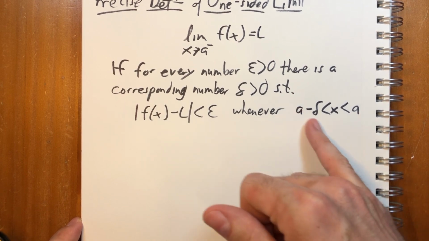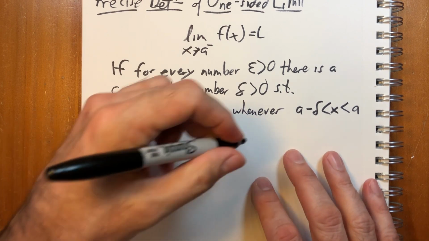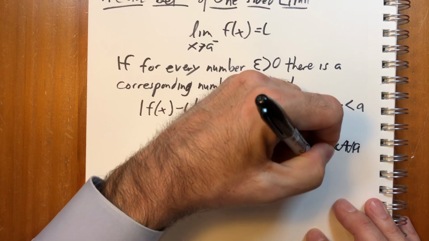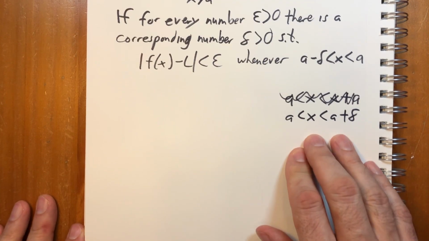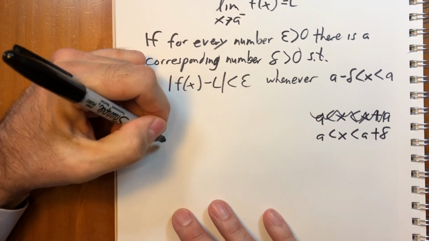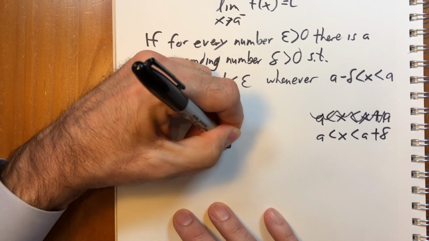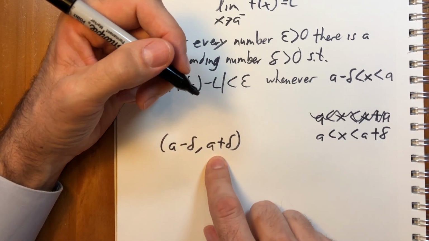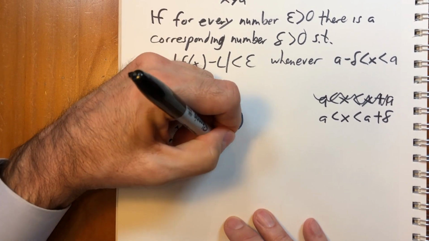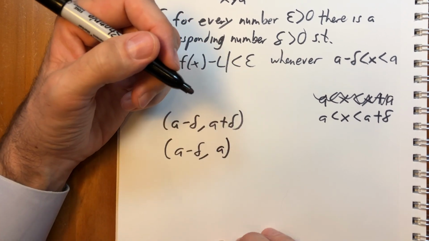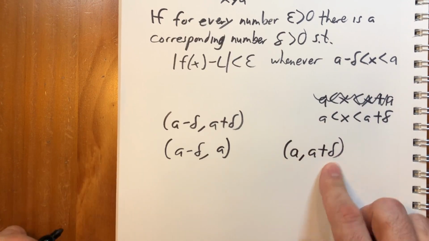So this is basically half of the interval. And then the right-hand limit would be exactly the same, except that it would be a is less than x is less than a plus delta. Okay, so this is right hand, this is left hand. Notice the general limit has the interval a minus delta comma a plus delta. The only difference here is that the left-hand limit restricts the interval to a minus delta comma a, and the right-hand limit is x in the interval a comma a plus delta.